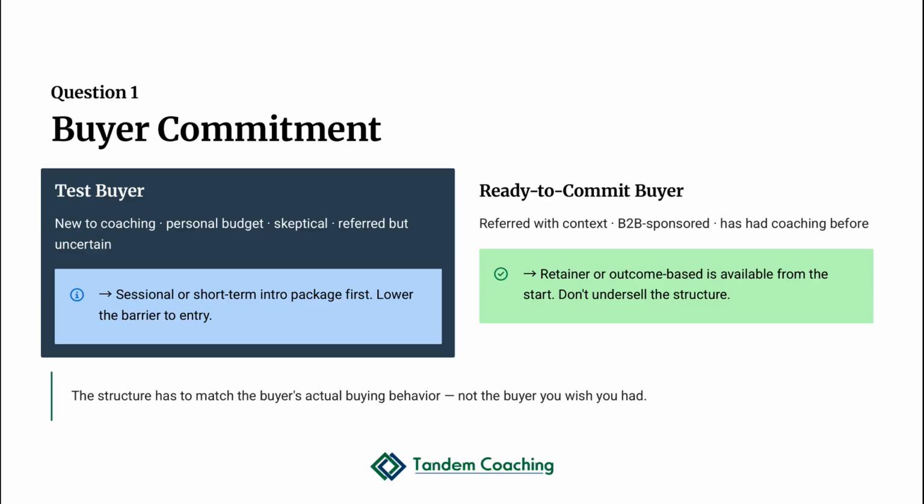A ready-to-commit buyer, referred with context, B2B sponsored, has had coaching before, can engage with a retainer or outcome-based structure from the start. The structure has to match the buyer's actual buying behavior, not the buyer you wish you had.